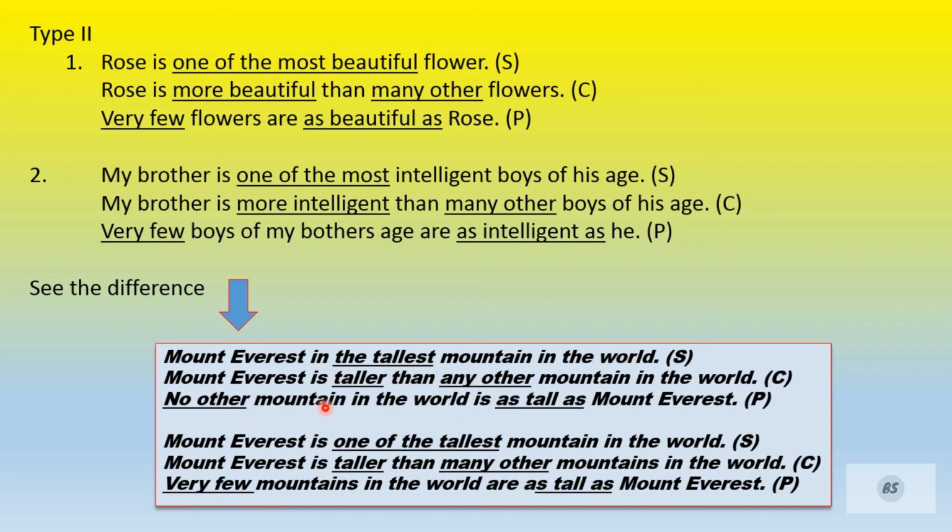Comparative will be: Mount Everest is taller than any other mountain in the world. No other mountain in the world is as tall as Mount Everest. This is positive degree. But there will be a slight change if there is "one of the".